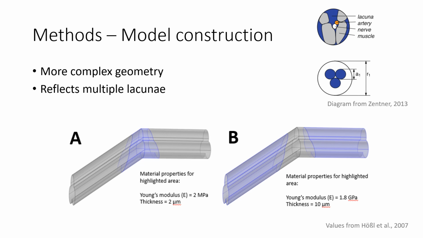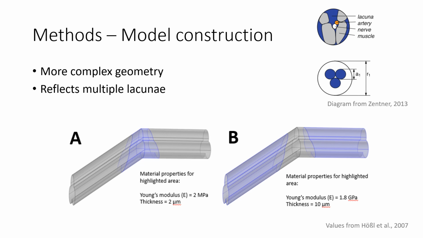I then moved on to constructing a more geometrically complex model. So here I again took inspiration from Zentner's study in 2013, and we can see that diagram on the top right. So talking about this figure, Zentner realized that a lot of the volume within spiders' legs is occupied by things like the musculature, the nerves, and the arteries. So she simplified the lacunae into 3 cylinders or circles, as you can see in this 2D diagram.